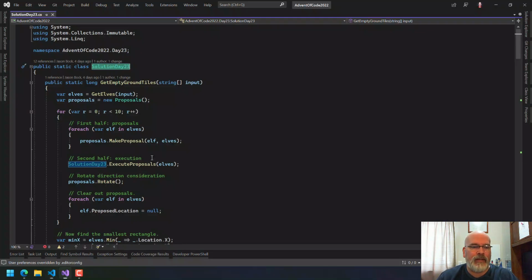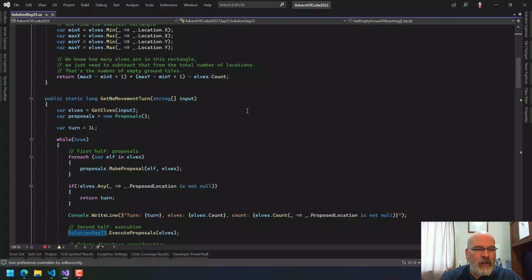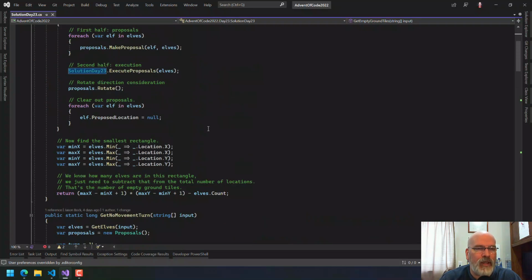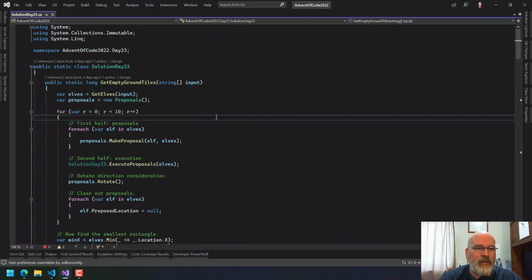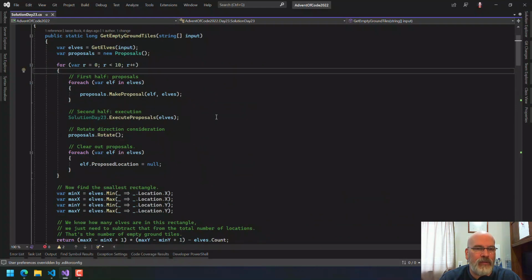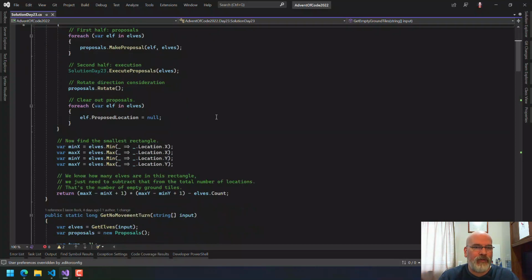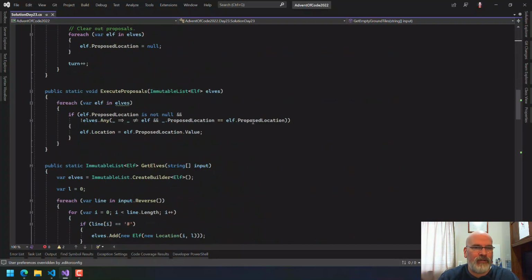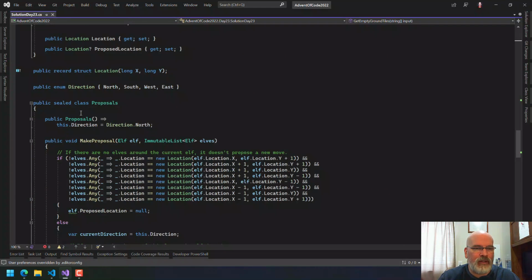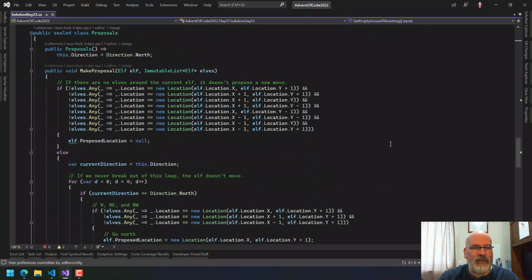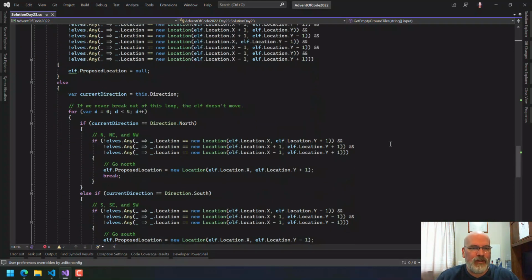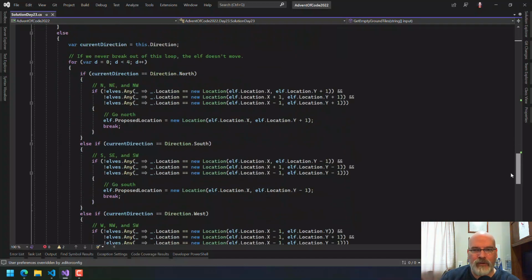That wasn't too bad. If I look at my code here, I think the no movement turn was a little different. The empty ground tiles was pretty simple. You say the elf proposes to move to a spot, then you execute those proposals, and then you rotate your directions. And I think all that's encapsulated in this proposals class that I have, to say, can you move because nothing's around you, and what direction you're going, and then it proposes a direction that you want to go to, and so on.